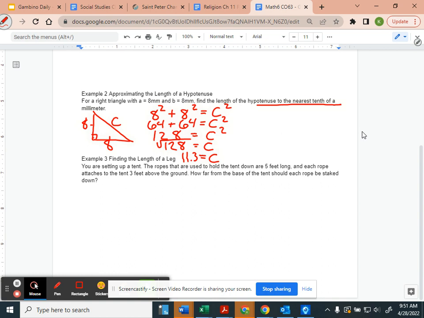Finding the length of a leg. All right, so we are setting up a tent. The ropes used to hold the tent down are 5 feet long. So let's pretend this is our tent.